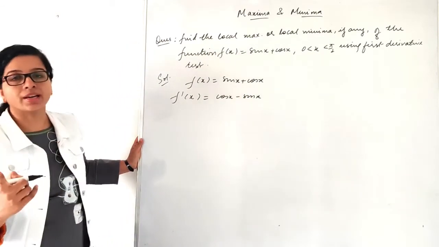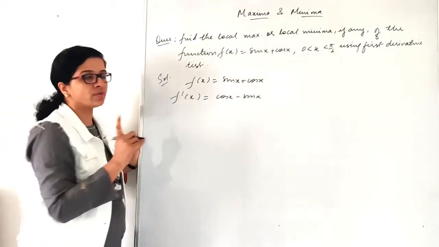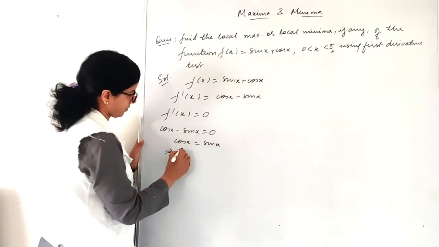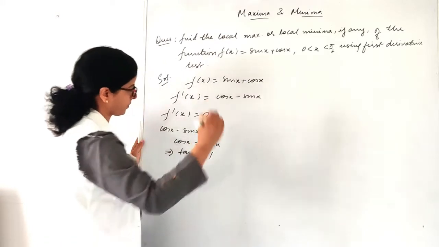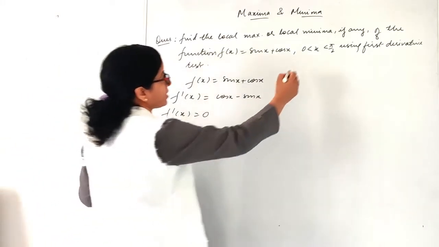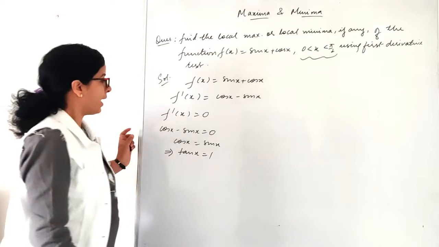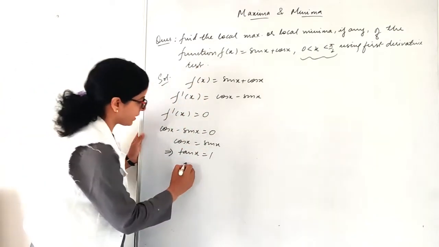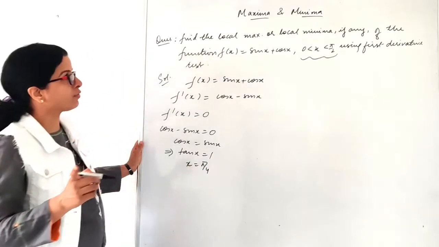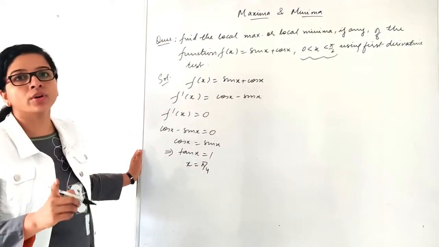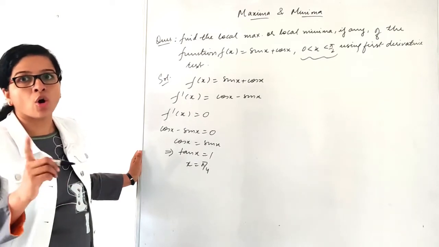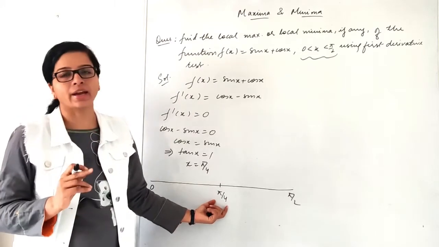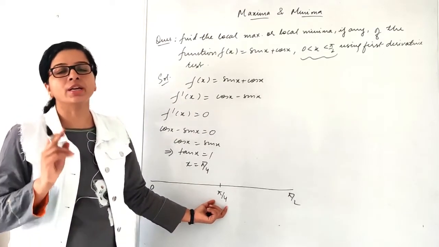Now we have to find the critical points. So for critical points we keep f dash x equal to 0. Right. Now they have given us the range that x lies between 0 and pi by 2, and tan x is equal to 1 at only one point in this range. So x is equal to pi by 4. Now we have to check whether x is equal to pi by 4 is a point of local maxima or local minima.